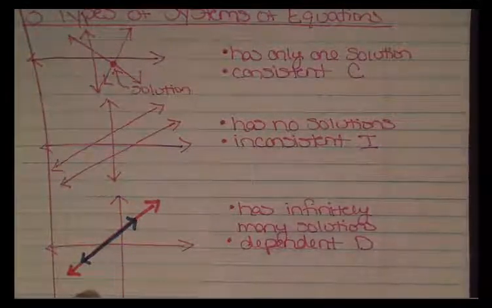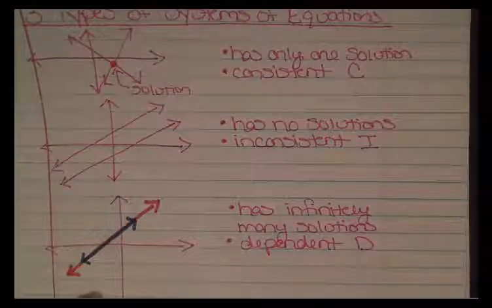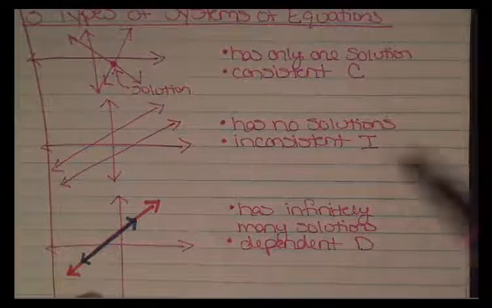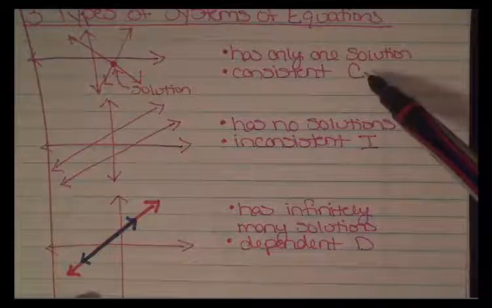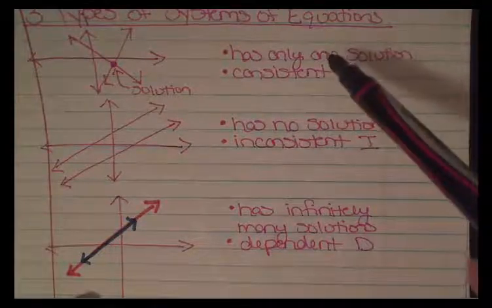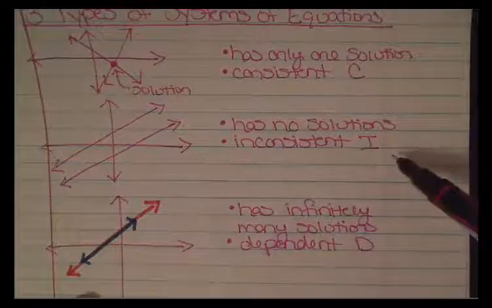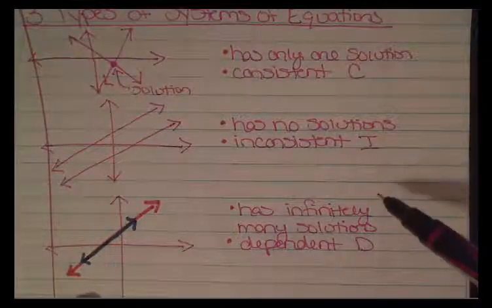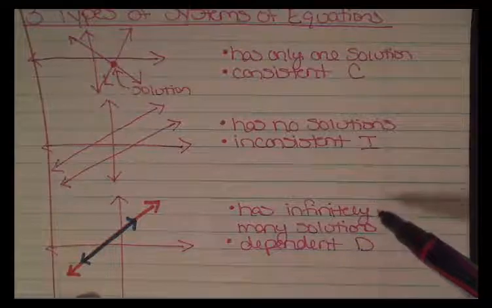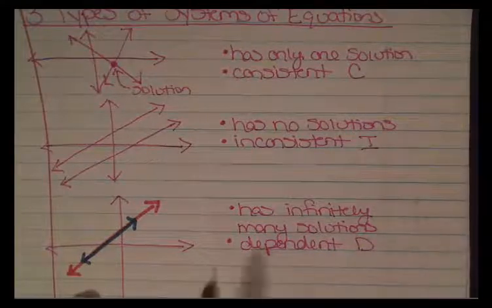So those are the three types of systems of equations. You can have consistent ones, which have only one solution. You can have inconsistent ones, which have no solutions, and then you can have dependent ones, which have infinitely many solutions. I'll give you a second to write those down before we move on.